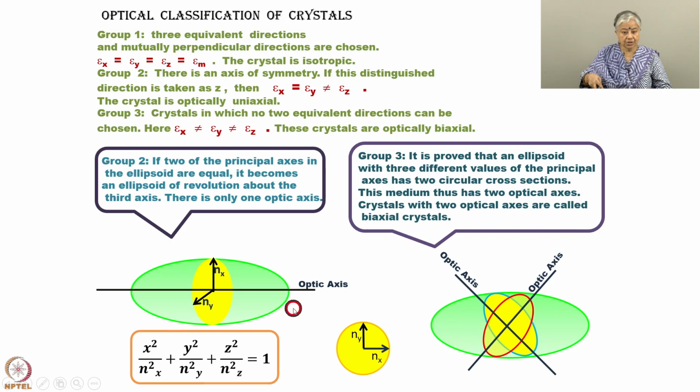So, I have this ellipsoid and one direction is the optic axis, that special direction, which has a special symmetry. Suppose I cut this ellipsoid in the center, absolutely perpendicular to the optic axis, then I will get a circular structure. The yellow part is the circular structure. I have shown nx and ny here. If it is circular, nx equals ny, which corresponds to group 2 of crystals.